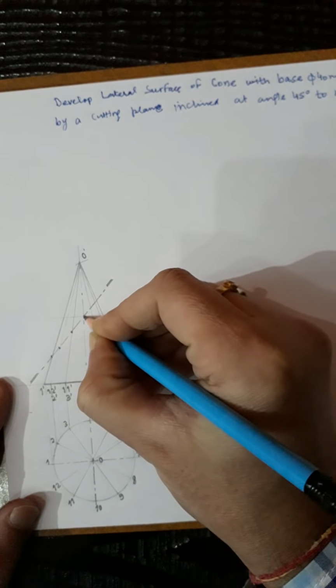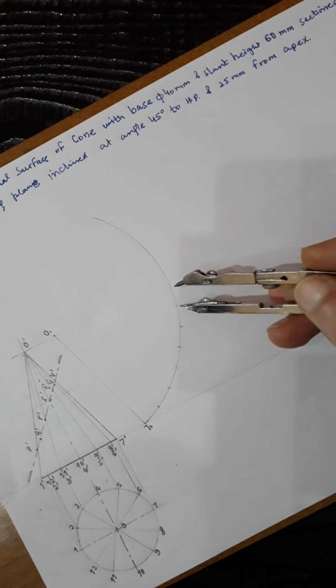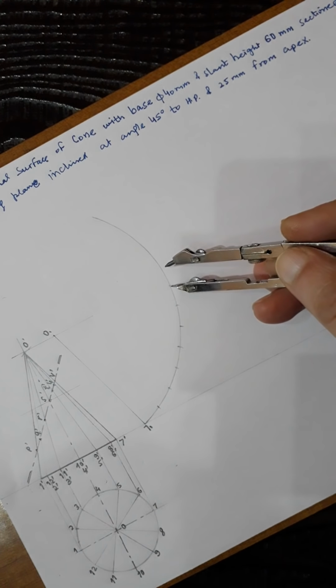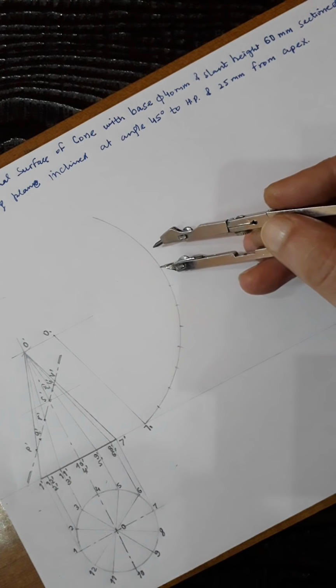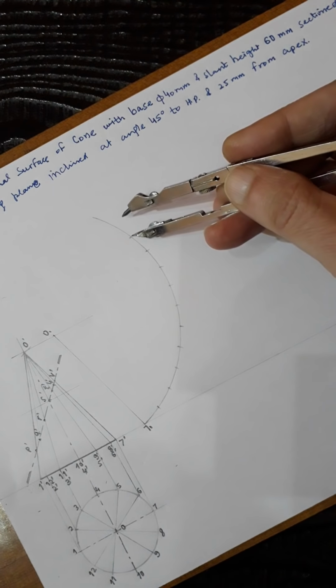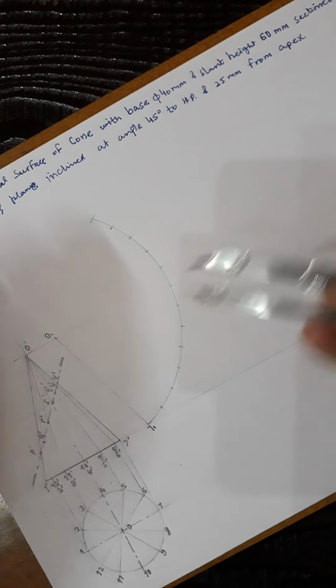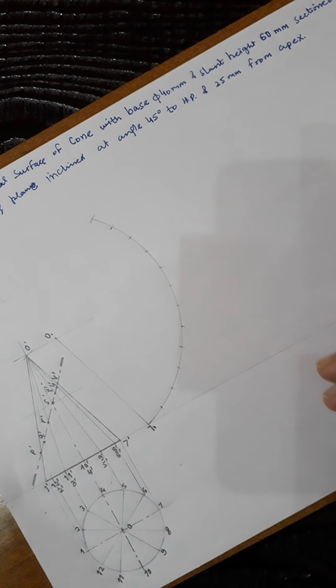Now you can measure this arc length from here, and simply mark it over here 12 times because it is 12 equal parts. 1, 2, 3, 4, 5, 6, 7, 8, 9, 10, 11, and 12. Okay, it is almost the same length I have taken.